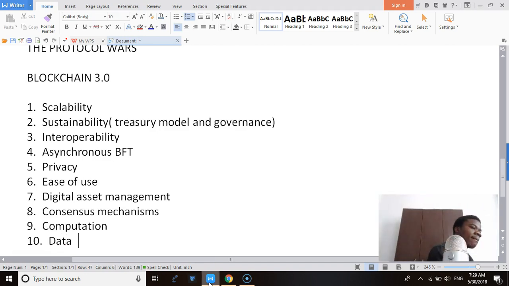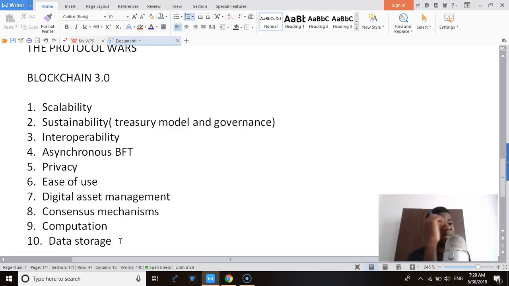Then the last thing I want to touch on is data storage. Blockchain has not really figured out a way where we can actually store data. To go back to computation, many of these platforms are still deployed on centralized systems like Amazon Web Services, Google Cloud, or Microsoft Azure. We have to create our own systems for computation. So blockchain has not really figured out a way to solve the data storage problem.